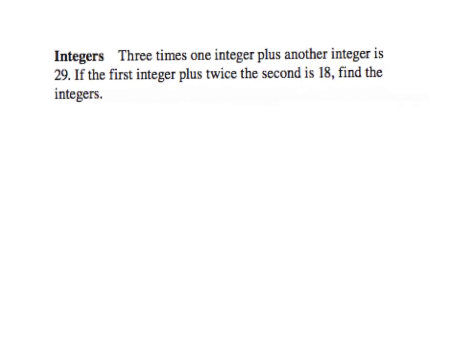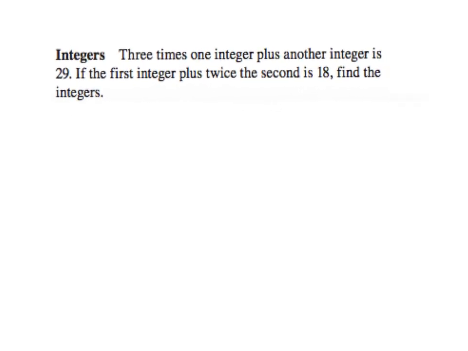So this is an integer problem. In this one I have 3 times one integer plus another integer is 29, and now these are not consecutive integers, it says 2 integers. If the first integer plus twice the second is 18, find the integers. So we'll keep our variables as x and y.